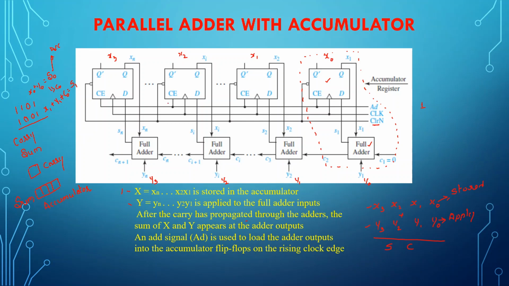Or what will happen? Your first number will get added up. Second, third, and fourth have to wait until the first addition is done. But here, all the numbers will get loaded to the accumulator at a time. All the numbers will go to the full adder at a time, and all the sums that have been generated will come back to the accumulator at a time, generating a carry at the carry flag. This is the parallel adder with the accumulator.